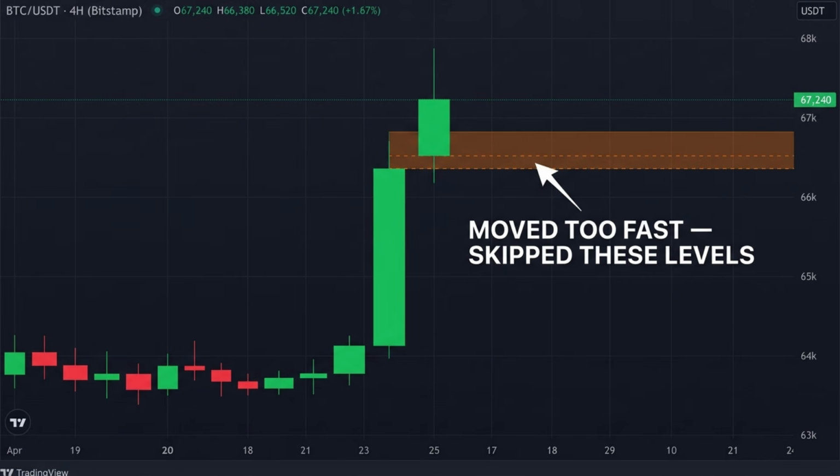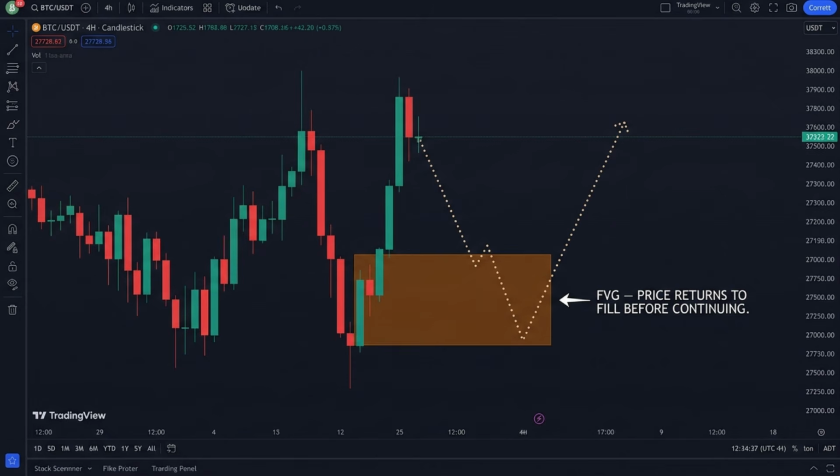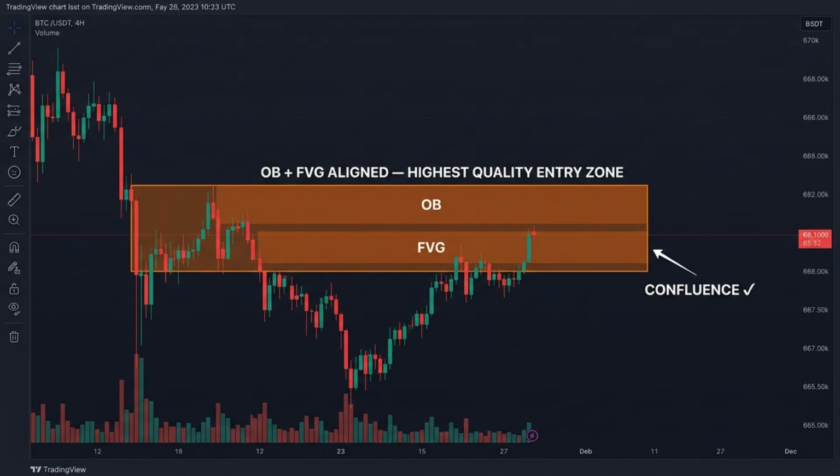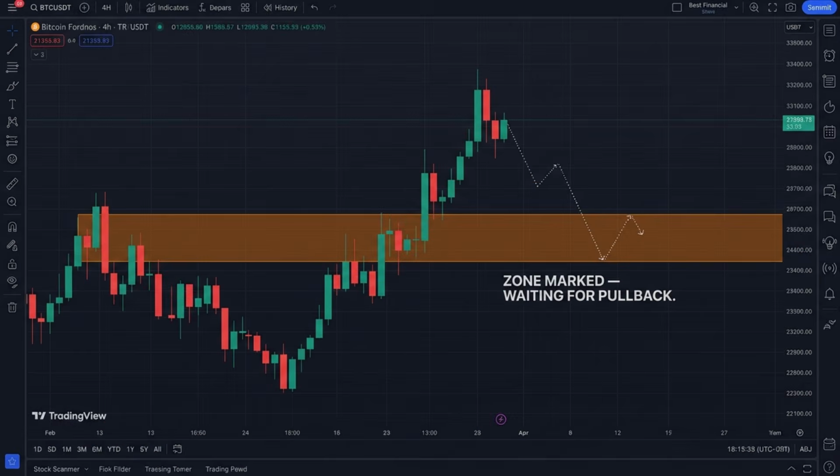During the sweep and reclaim sequence, price often moves so fast that it skips through price levels without trading there. That gap left behind is the fair value gap. Price tends to return to fill that gap before continuing in the reversal direction. If both the order block and the fair value gap align at the same price level, that is your highest quality entry zone. Mark the zone.